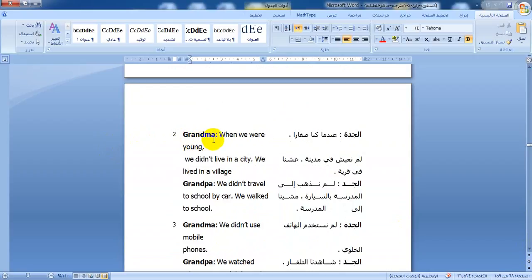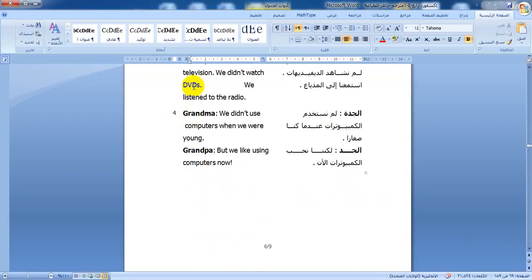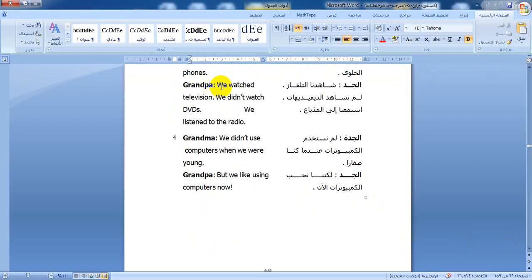Grandma: When we were young, we didn't live in a city. We lived in a village. Grandpa: We didn't travel to school by car. We walked to school. Grandma: We didn't use mobile phones. Grandpa: We watched television. We didn't watch DVDs. We listened to the radio. Grandma: We didn't use computers when we were young. Grandpa: But we like using computers now.